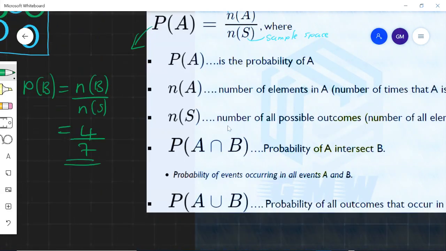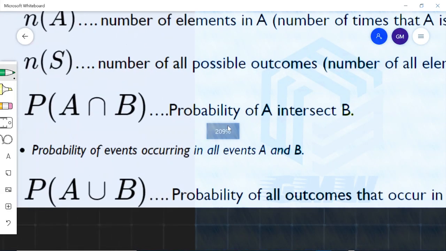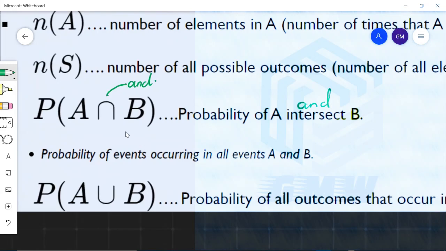Then this sign that you see here is intersection, and at times you find it replaced by the word and. So here we are discussing the probability of A and B occurring, the probability of A intersect B, or the probability of A and B. Here you'll be discussing the probability that both events A and B will occur.